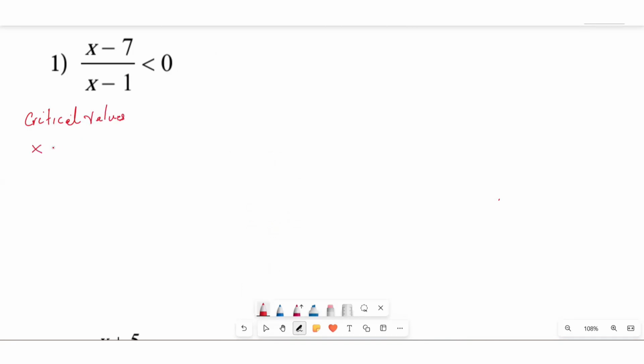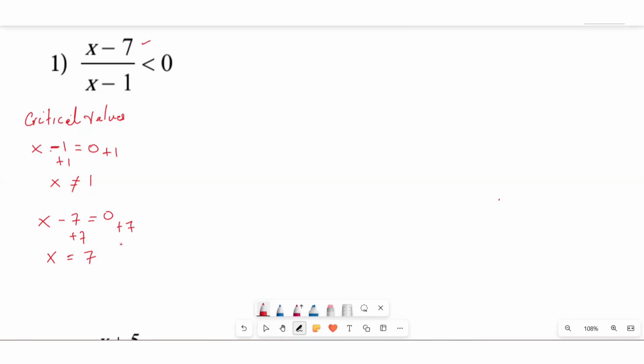Number one, we're saying x minus 1 cannot be 0. In that case, if we solve for x by adding 1 to both sides, then x cannot equal 1. So this is actually a critical value right here. x cannot equal 1. We're going to take the numerator and set it to 0 as well, right? We're trying to find our critical values here. Plus 7, x is equal to 7. So we're suggesting that if x is equal to 7, we get 0.